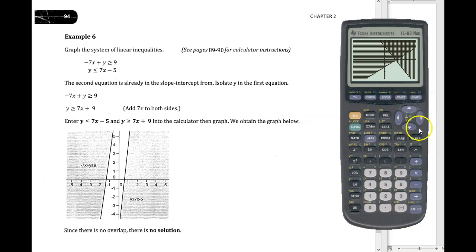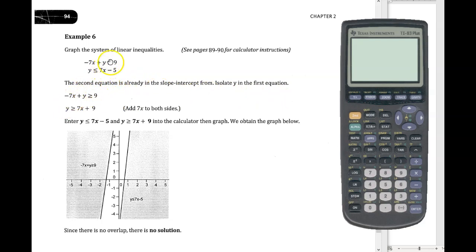Let's look at example 6. Graph the system of linear inequalities. So we have negative 7x plus y is greater than or equal to 9, and then y is less than or equal to 7x minus 5. So the second inequality is already in slope-intercept form, and that second one is ready to go. We need to take care of that first inequality. So these aren't equations, they're inequalities.